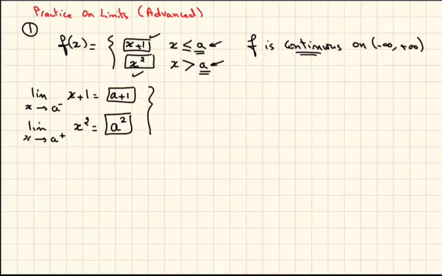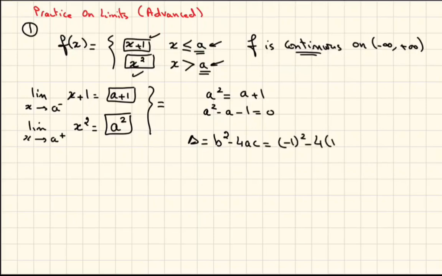Because our function is continuous, these two limits must be equal. So I say a squared equals a plus 1, which is a squared minus a minus 1 equals 0. And we solve for a. Either you use a calculator or you find delta. It's gonna be negative 1 squared minus 4 times 1 times negative 1. And we get 5, which is positive, so we have two answers. The first one is minus b minus radical delta over 2a. The other one is minus b plus radical delta over 2a.